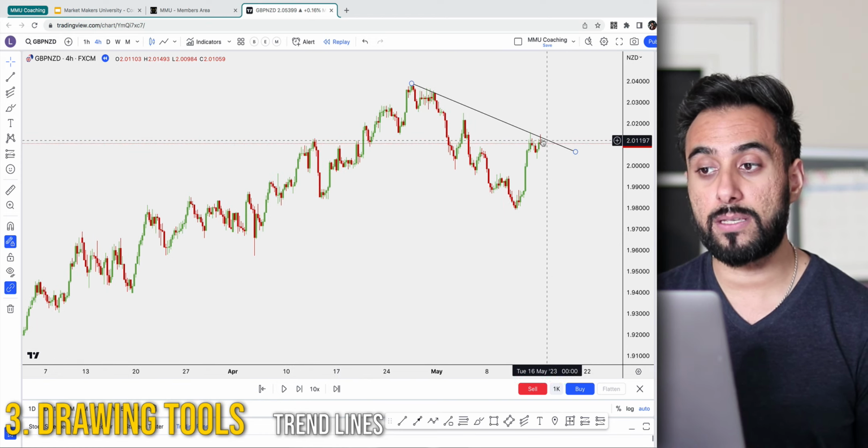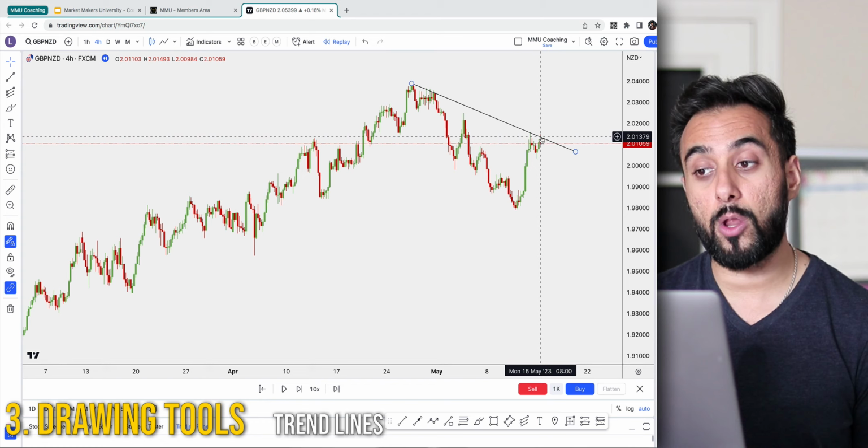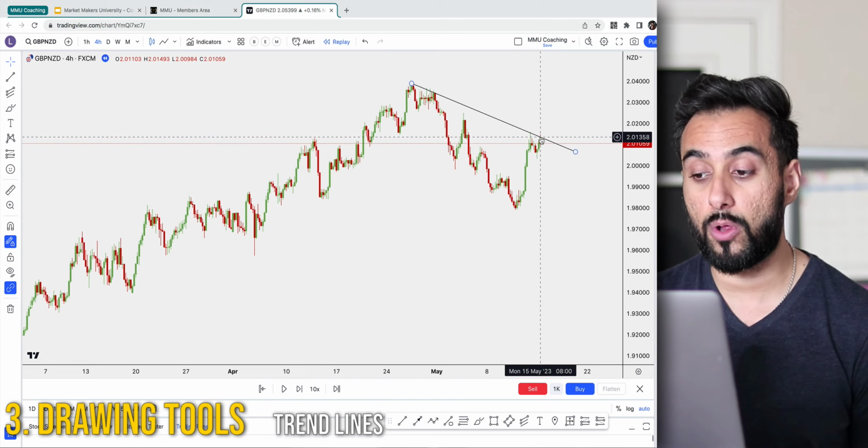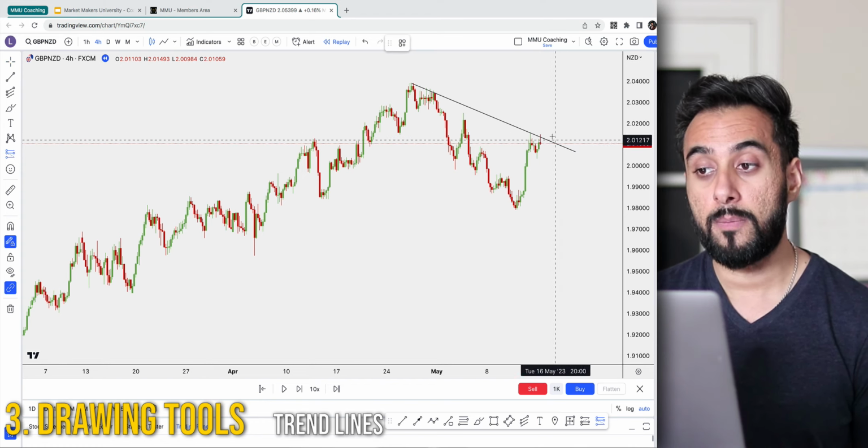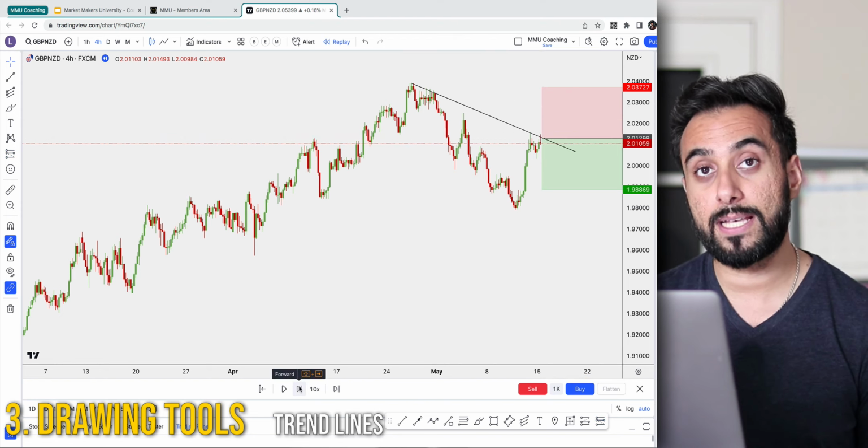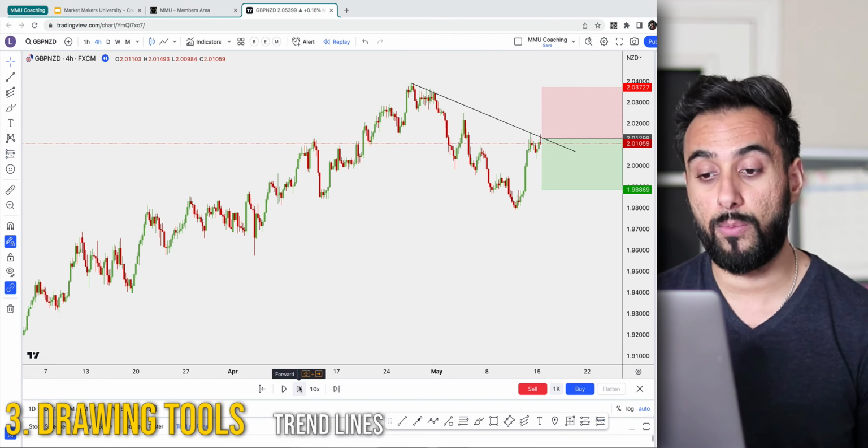We see the price touch this area. So if we are looking at this trend line for a potential reversal, we could enter a sell on this trend line, using this as a reference point where the price action might have trouble breaching.